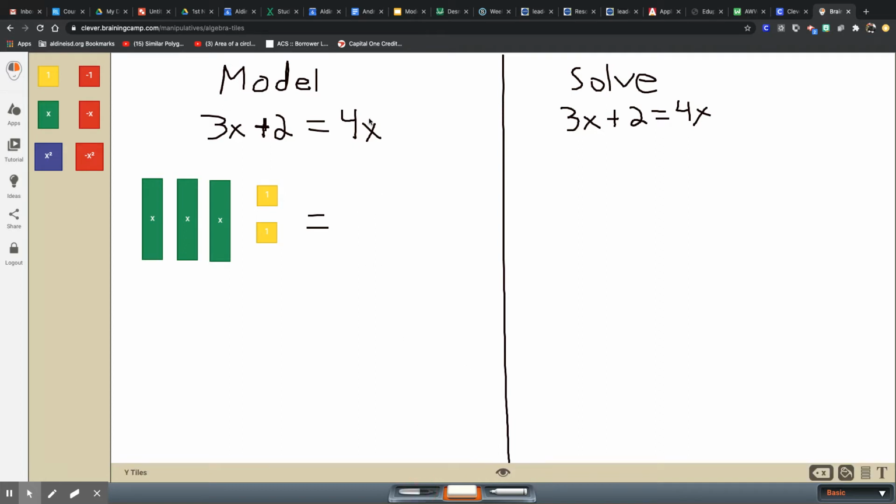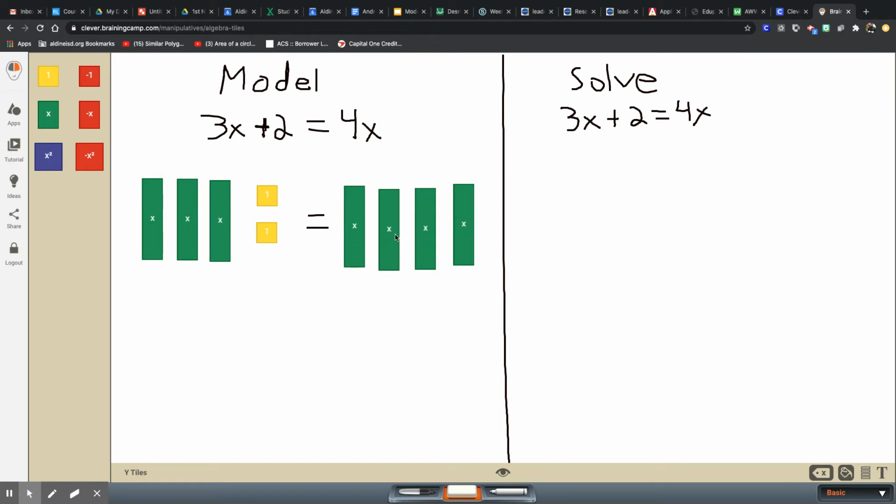and then on the right side I have 4x. So again, it's my variable, so I'm going to use my bars. They're positive. How many do I have? I have 4 of them. So we're going to add 4 green bars. 1, 2, 3, and 4. Perfect. 3x plus 2 equals 4x.